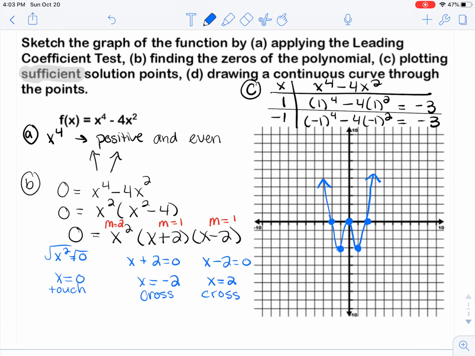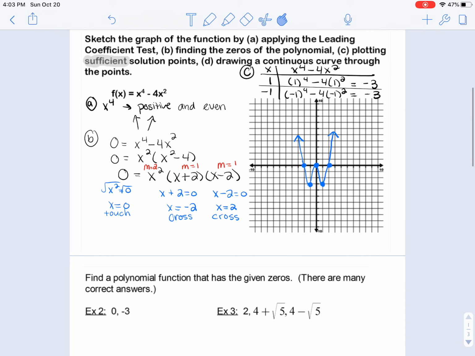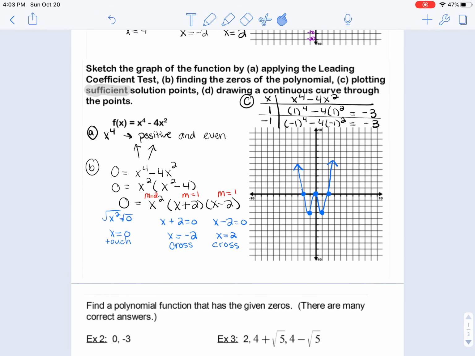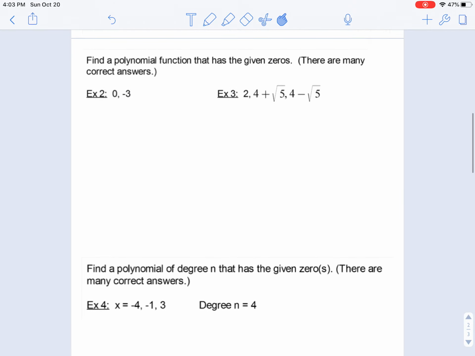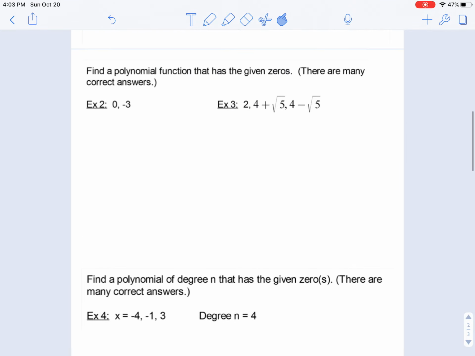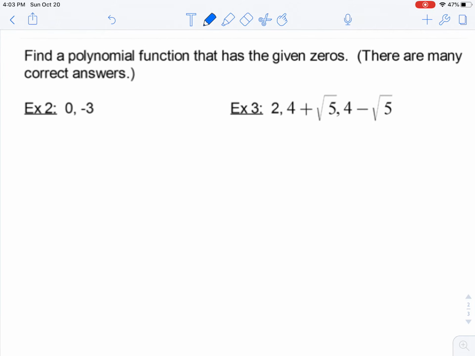So there's just a couple extra problems that I want to go through with you outside of graphing. So the first one says, find a polynomial that has the given 0. There are many correct answers. Well, this isn't actually that bad. So it says my two zeros are 0 and negative 3. So this is like working backwards.